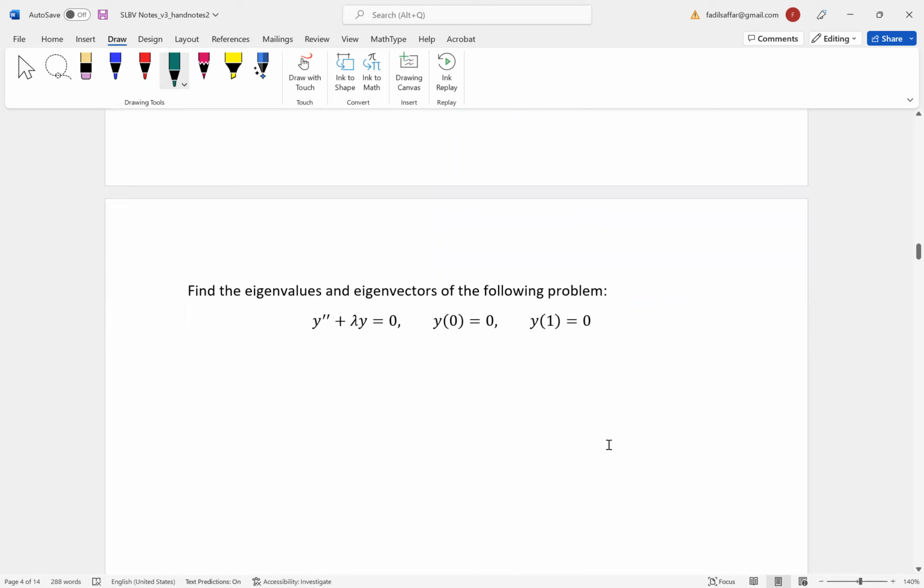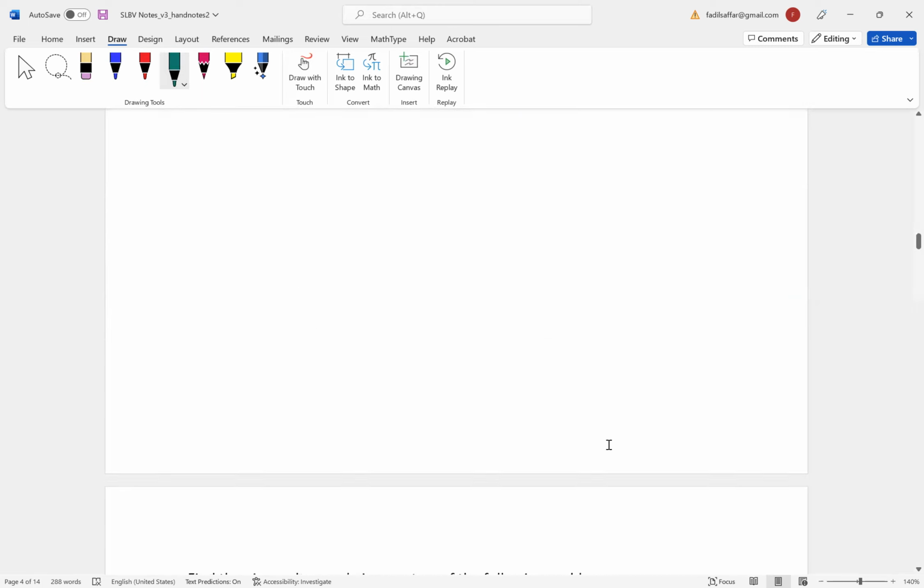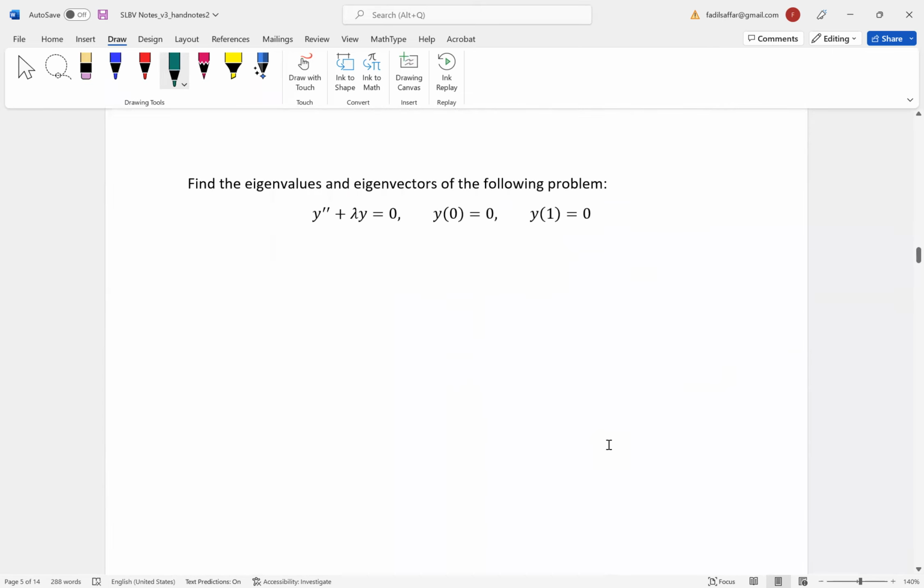Now let's warm up and try to solve a simple problem and find the eigenvalues and eigenfunctions, and to know what the eigenfunction is. We haven't really spoken about what the eigenfunction is, but let's do a simple problem and move on. So again, this is a simple SLBV problem that's described by this form here, and we have these two boundary conditions. And notice that these boundary conditions are separated, and they are homogeneous and they're not mixed.